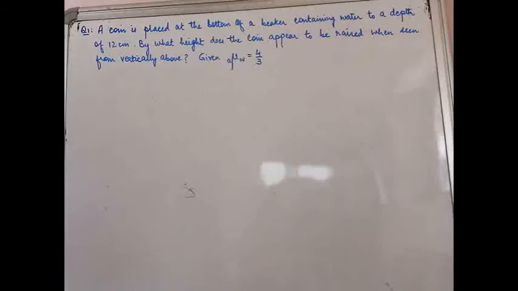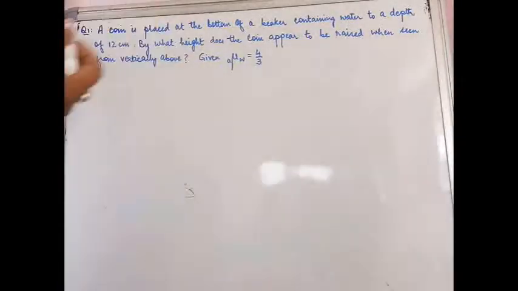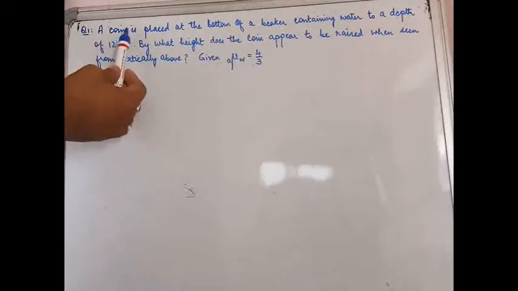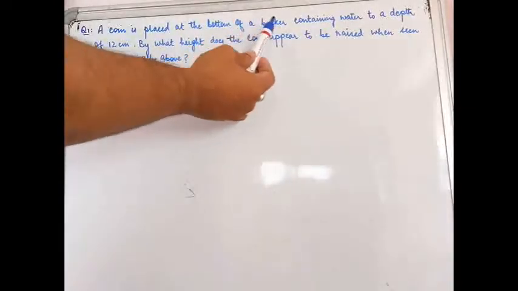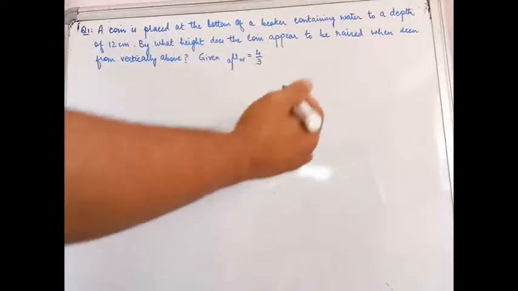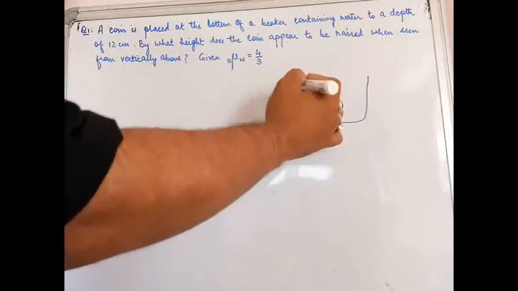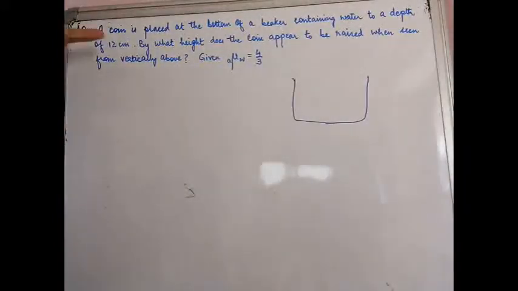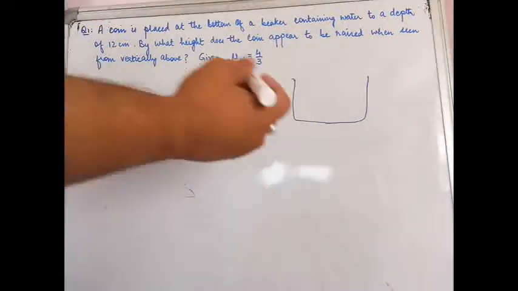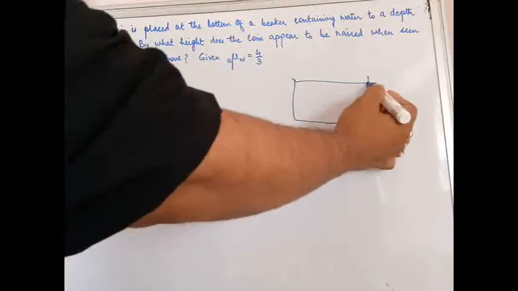Here is a question based on that same concept, and please remember, this is a practical consequence of refraction of light at plane surfaces. Let us read the question first. A coin is placed at the bottom of a beaker. So there is a beaker. You can always draw a rough diagram, although I don't think you will require the diagram over here. So this is kind of a beaker that is there.